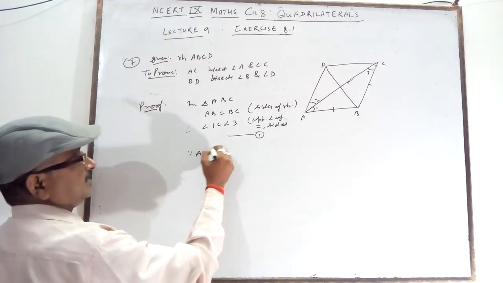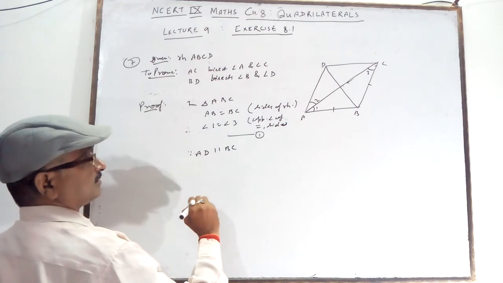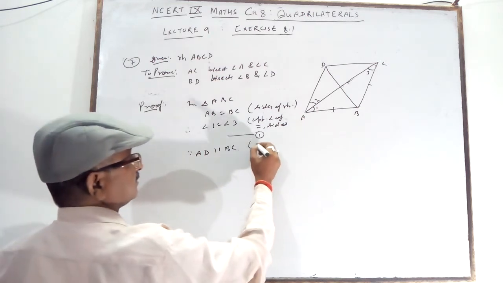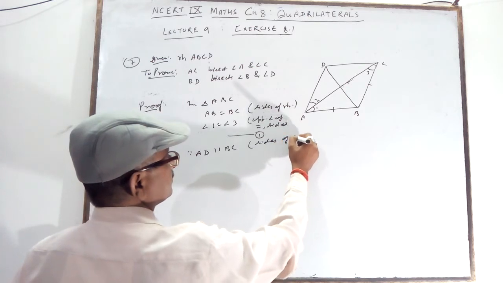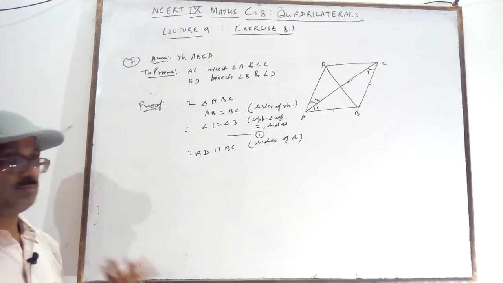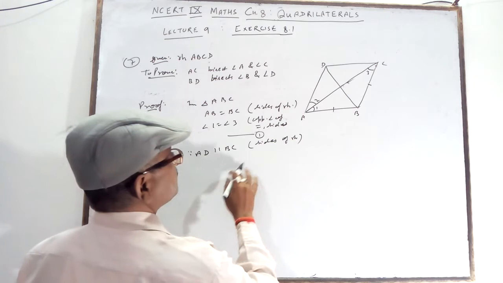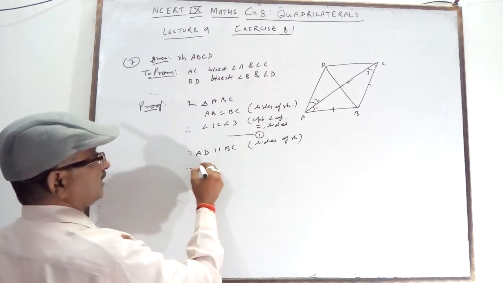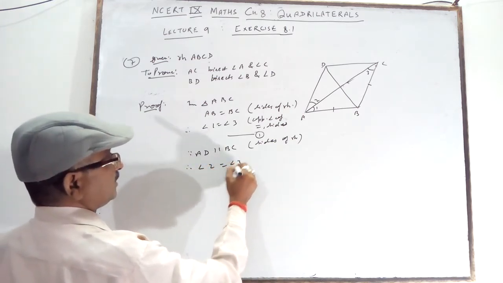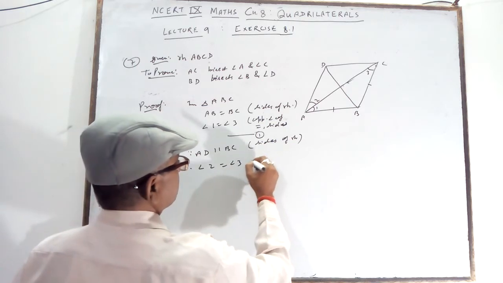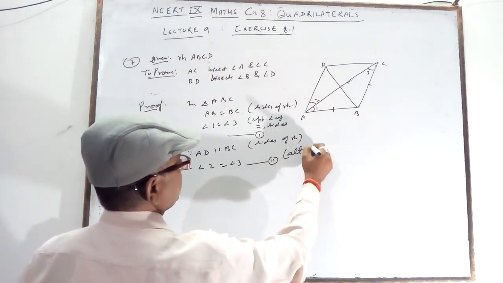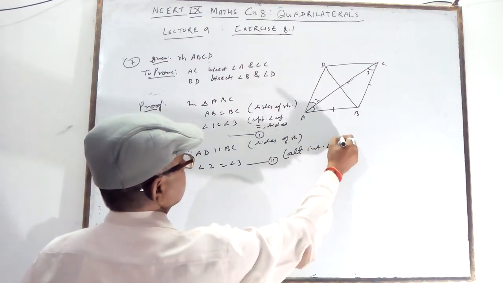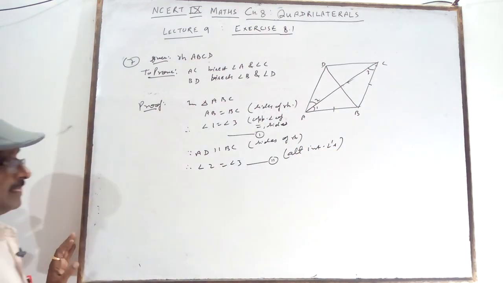Because AD is parallel to BC. Why? Opposite sides of a rhombus are parallel. So AD is parallel to BC, so angle 2 is equal to angle 3. Equation second. Why? Alternate interior angles by diagonal AC.